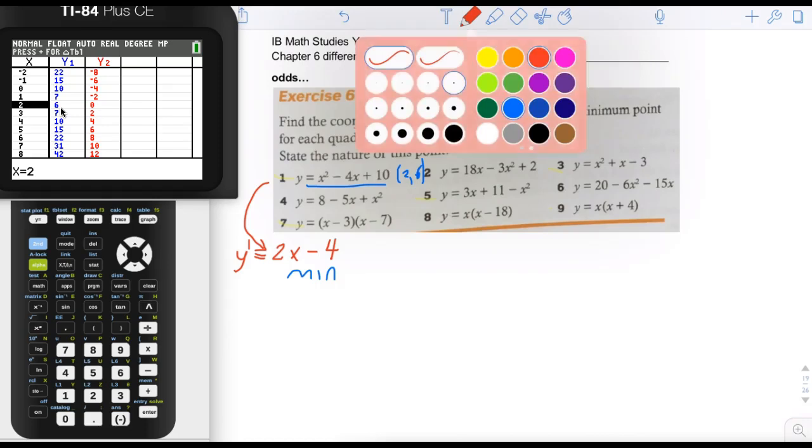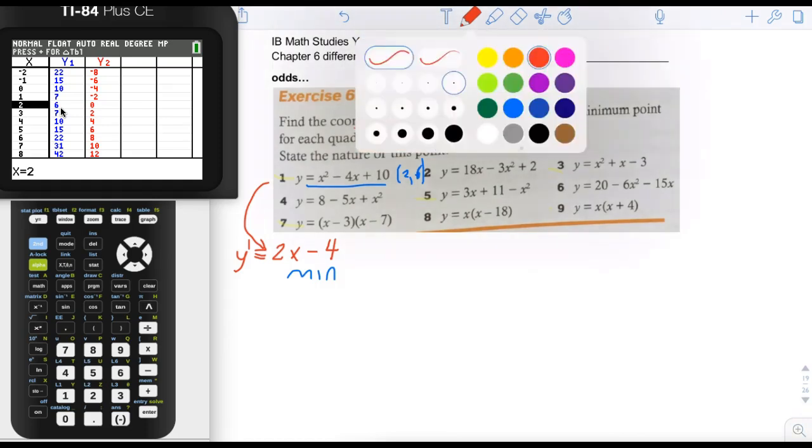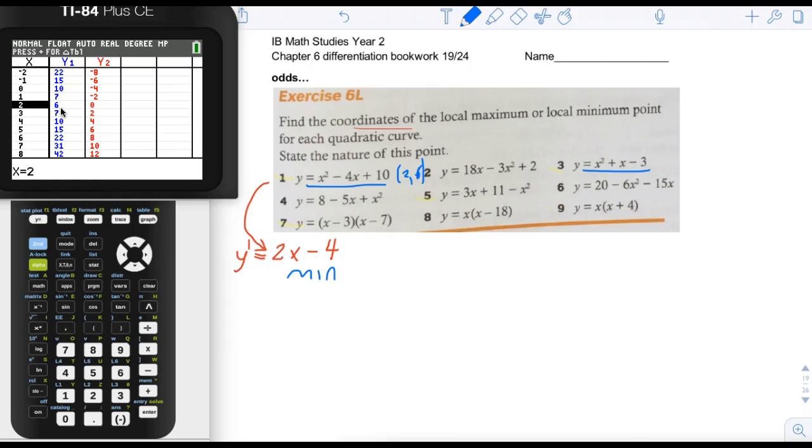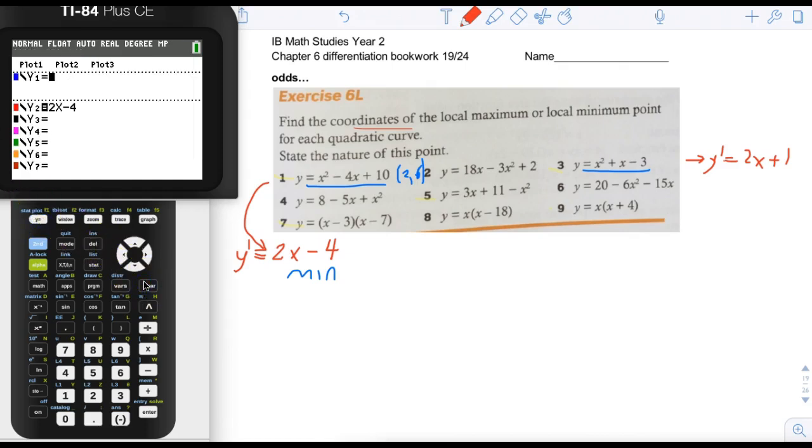So 3 is this function here, x squared plus x minus 3. If we wanted to take the derivative of that, we would get y dash equals 2x plus 1. And if we put those two functions in the calculator, the first one would be x squared plus x minus 3, and then the red function would be 2x plus 1.